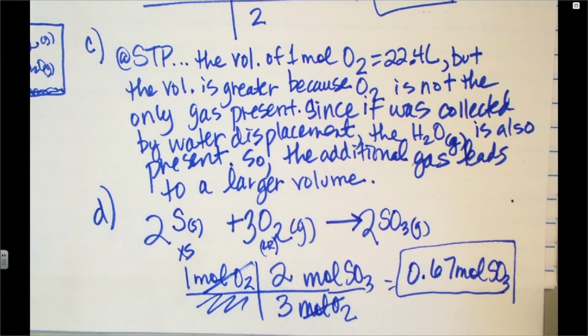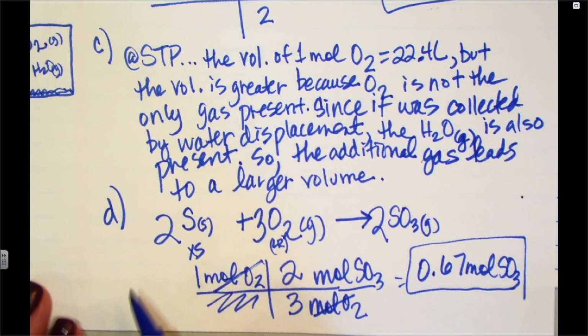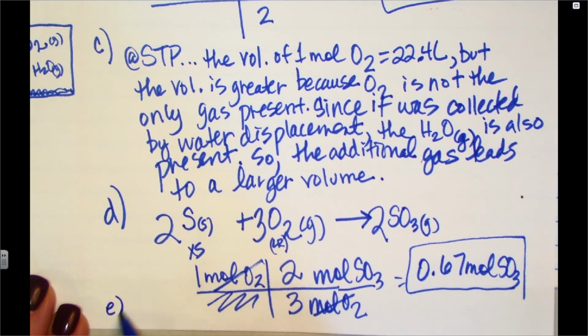For the last part of this question, it says, after the sulfur had completely reacted, a sample of the residual water was removed. So there must have been some water vapor that was produced there also. A sample of the residual water was removed from the bottle and was found to be acidic. Explain with a balanced chemical equation. So that's part E. I don't know if I can squeeze all this in.